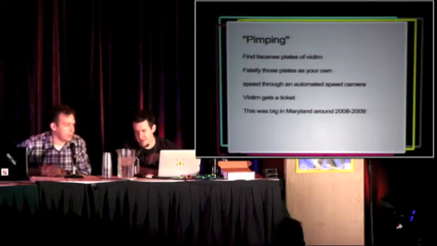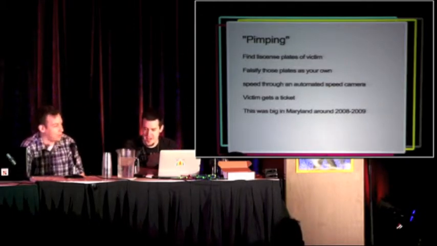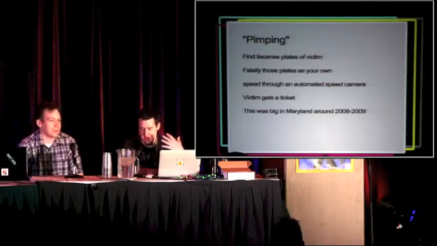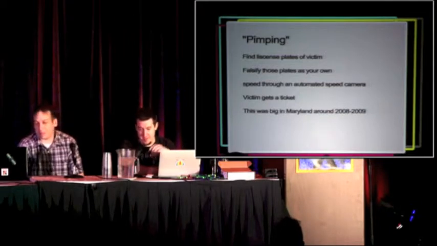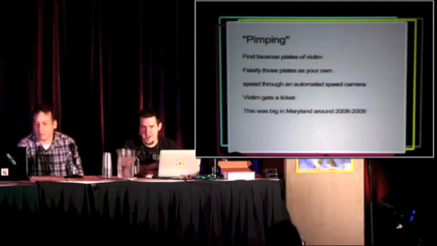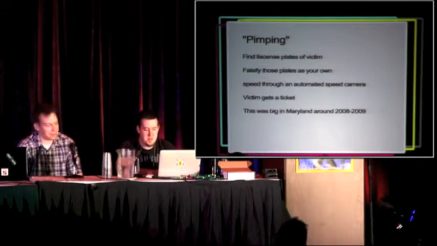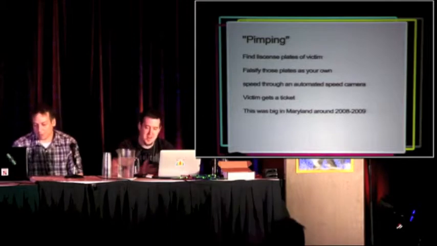And so, but yeah, the attack is you have a target, somebody you don't like. So you spoof their plates somehow, you know, Photoshop, whatever. But you put it on your car, which is illegal, and, you know, whatever. But the idea is you pick your target, and then you speed through the trap. And guess who gets ticketed? So this is something I think that was pretty big in Maryland. It caught my radar, but it's kind of funny. It's a signature abuse.